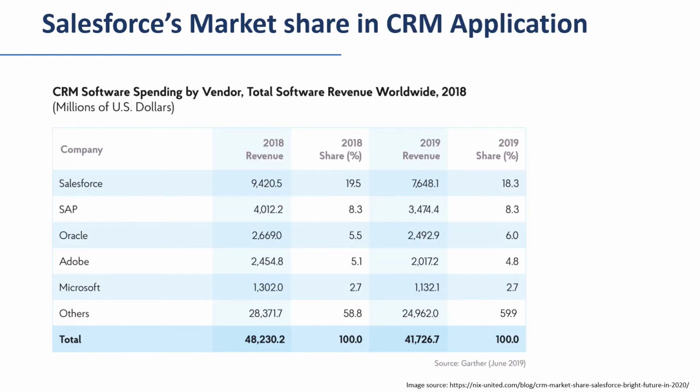Moving on to the next part of the business analysis, we will be looking at the market share that is commanded by Salesforce. And as you can see from the table here, Salesforce is currently the leading company in the CRM application industry, with 10% more market share compared to second place SAP, which only has 8.3% of the entire market share.